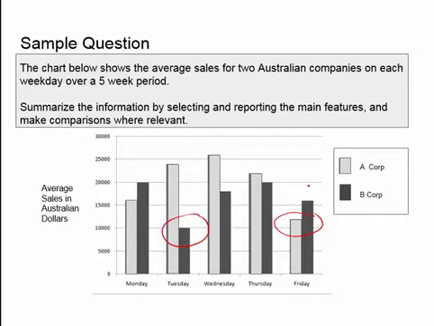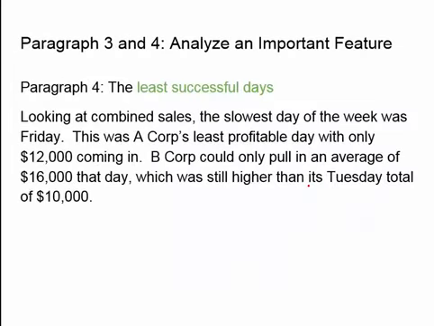As we see, Friday was fairly unsuccessful for both companies compared to what they did on the other days of the week. Okay, so we can write our least successful days paragraph here, and go ahead and read through that and pause your video one last time. Okay, so you've read through. Again, we use specific numbers to support our angle that we take for this paragraph.